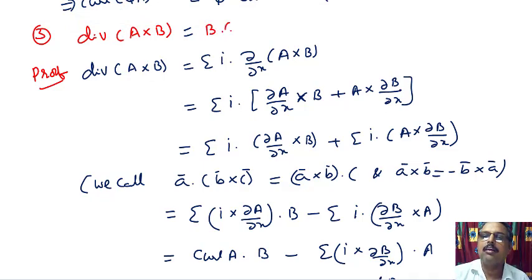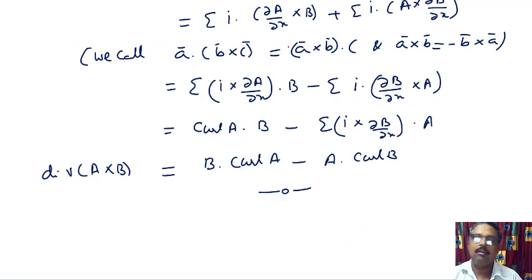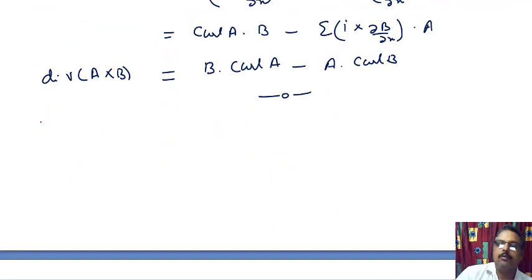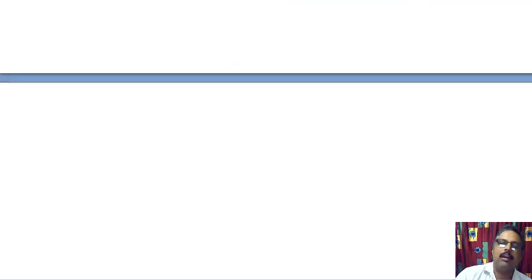B dot curl A minus A dot curl B. So divergence of A cross B equals B dot curl A minus A dot curl B. Now this is the third rule, the third property. Now I will write here: third vector identity.